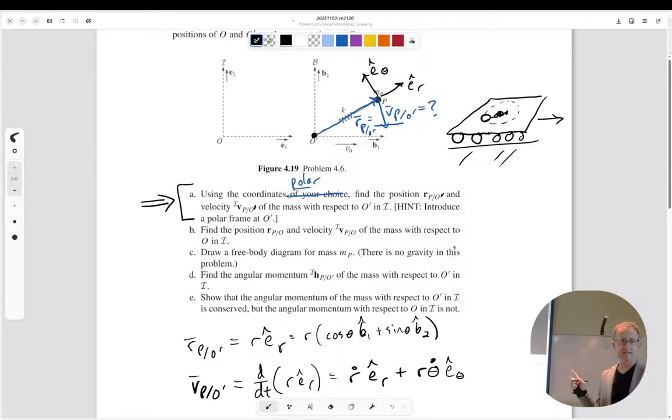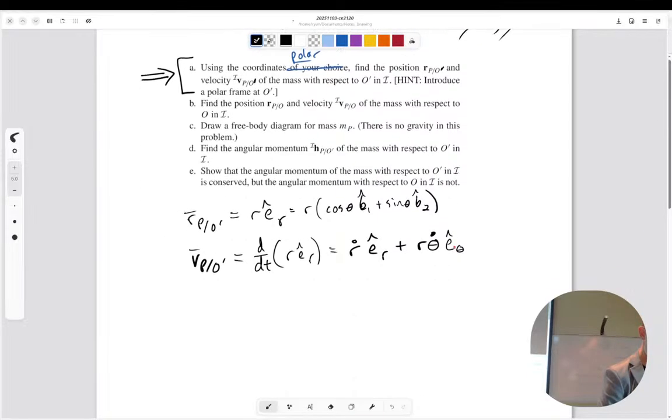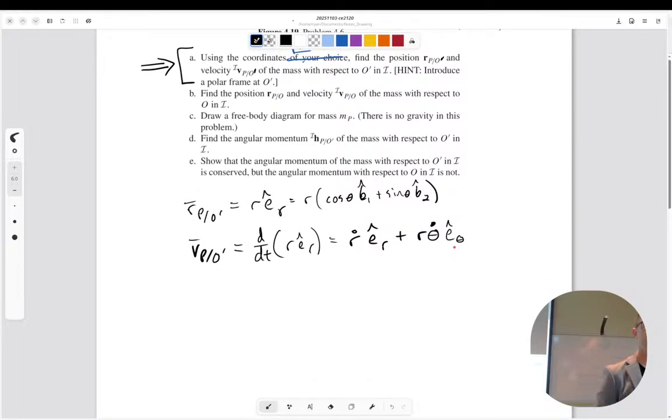Like e theta is pointing 90 degrees. And that's what we need for a coordinate system, at least in 2 dimensions. We need 2 unit vectors that are 90 degrees to each other. So we have an e_r and an e theta. And in this case, this is the definition for what velocity is in a cylindrical coordinate system. So we could have just looked up how to describe position and velocity in cylindrical coordinates, and it gives us the same answer.